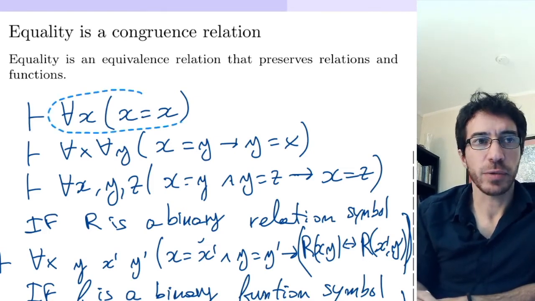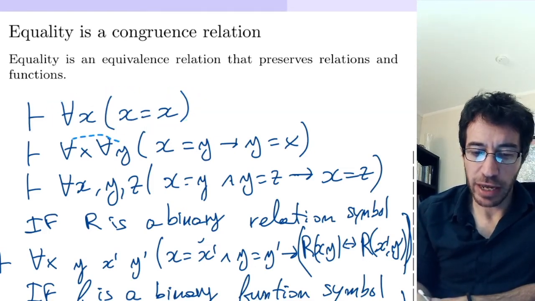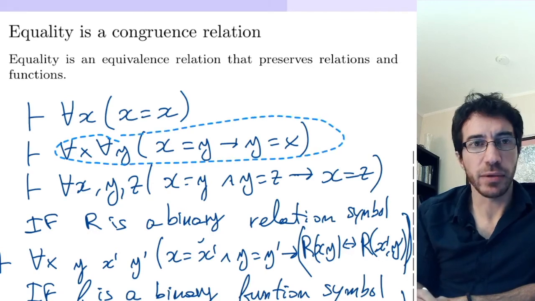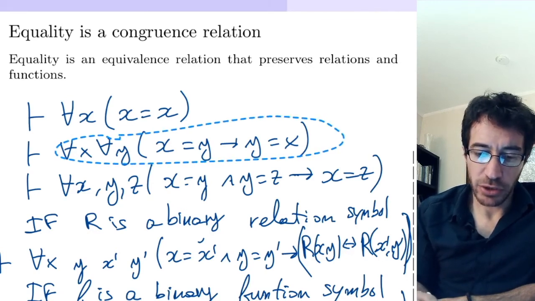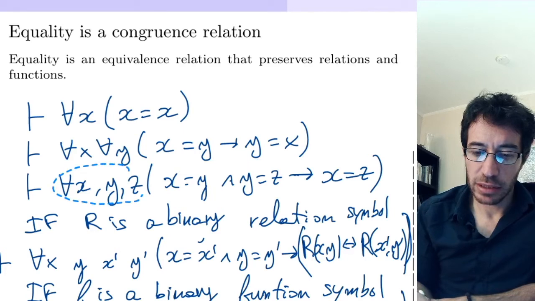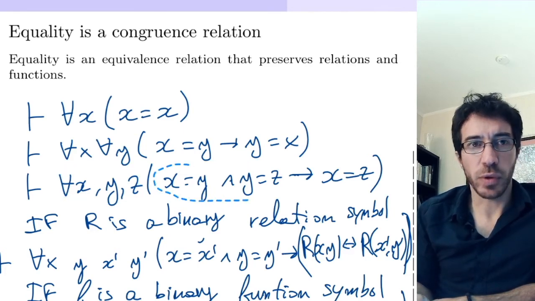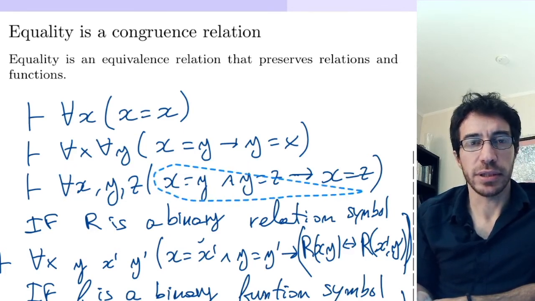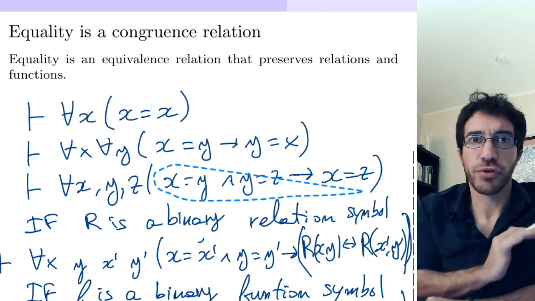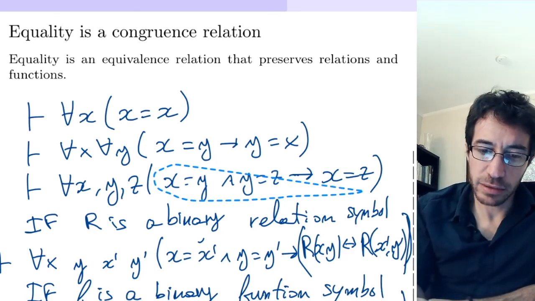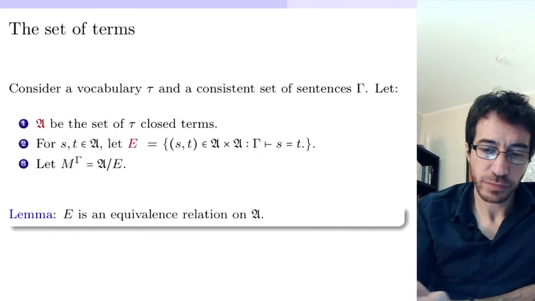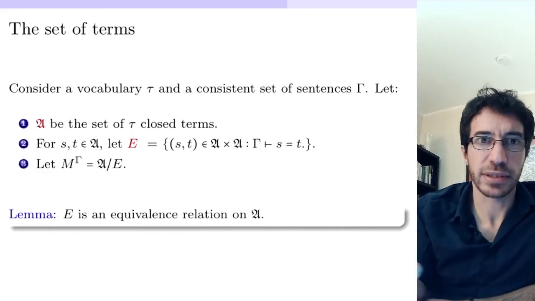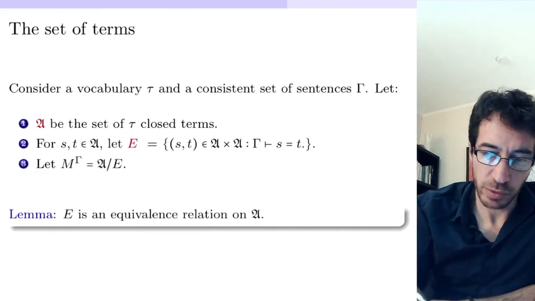That for every x, x equals x. That for every x and y, if x equals y, then y equals x. And we can show that for every x, y, and z, if x equals y and y equals z, then x equals z. So these things you can show from nothing. And now, what do we have? Well, let's do just transitivity, just to see how it works.